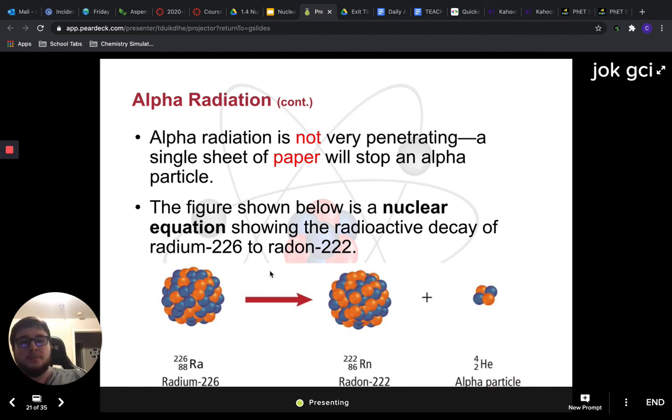If you notice, both sides of the equation are balanced. 226 is equal to 222 plus 4. Those should always balance. Whatever you have on the right side should equal whatever is on the left side. And again, 88 is equal to 86 plus 2. So those should always balance. And again, this is my alpha particle. This is my helium nucleus. All right, so hopefully that makes sense.